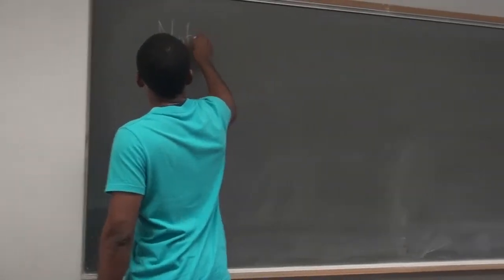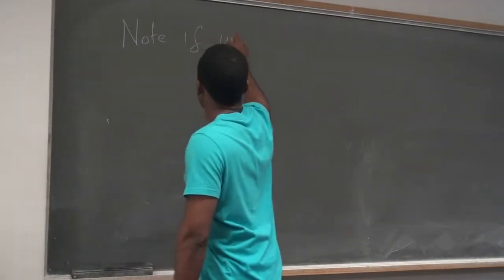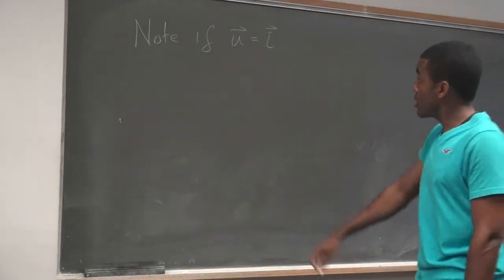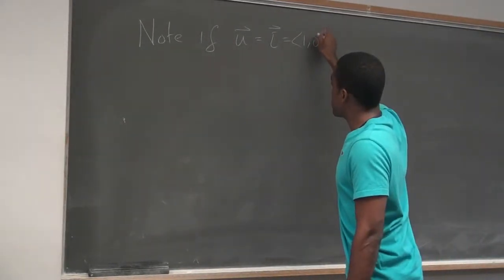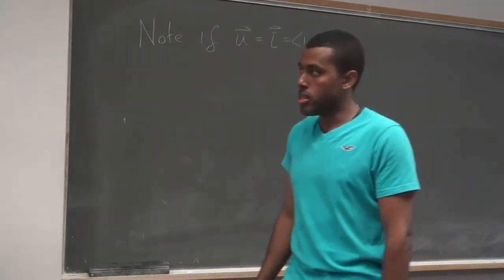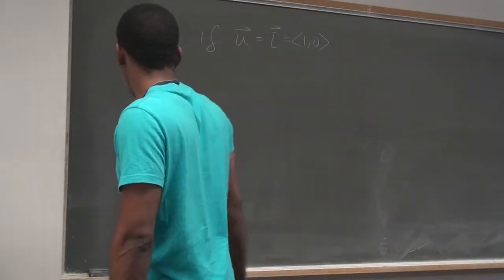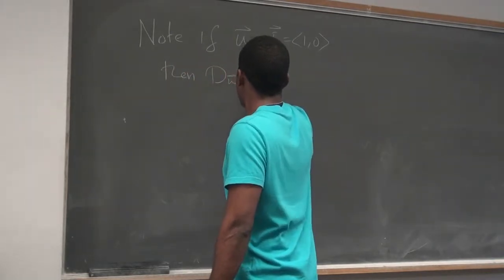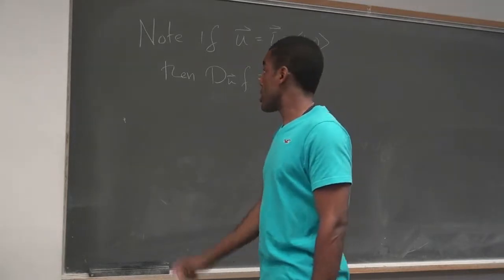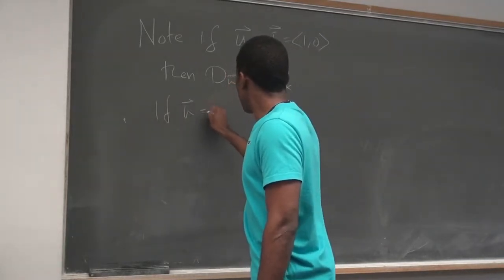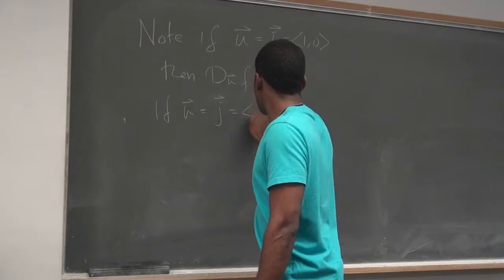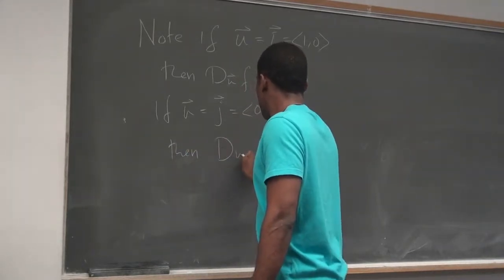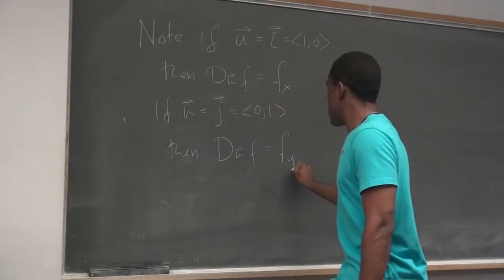Note. Suppose your unit vector is the vector i, that is the vector (1, 0), moving in the positive x direction. What would D_u f give you? The vector of f(x) is 1. It just gives you the partial with respect to x. And if u is j, (0, 1), then D_u f gives you the partial with respect to y.